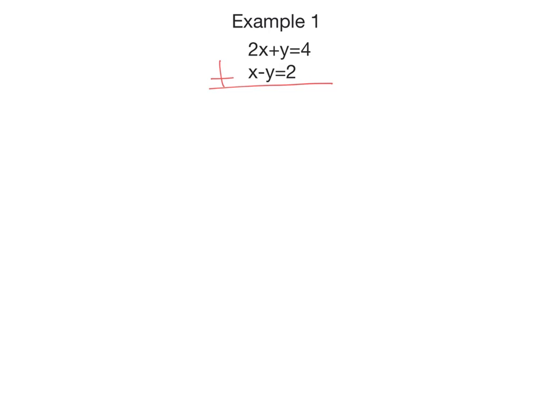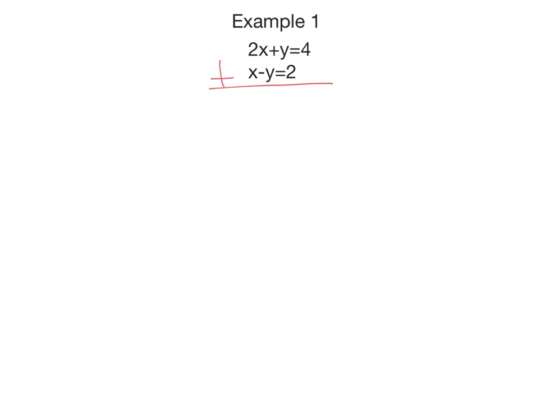And which variable do you think is going to cancel out? Why is that? Because there's a negative. Just like the y's, okay, the y's are going to cancel out. So that's good to know.